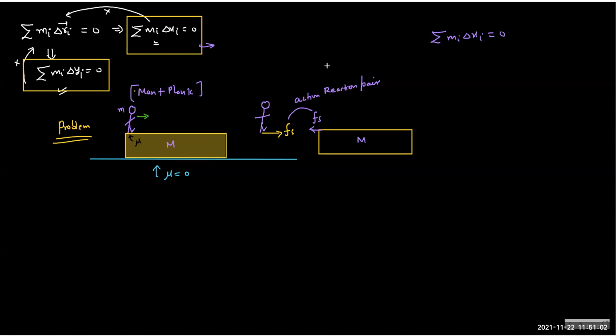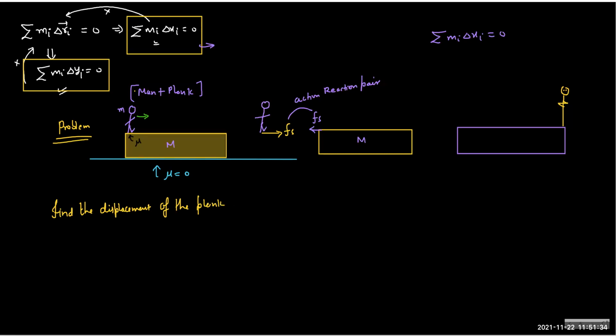The question I haven't completed was: find the displacement of the plank when the man reaches the other end, and the length of the plank is given as L. So in the process, when the man goes towards the right, the plank must have moved left by some value which I don't know as of now. I want to know what that displacement is.